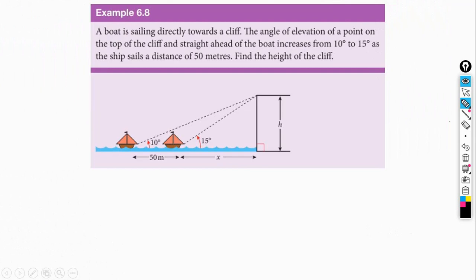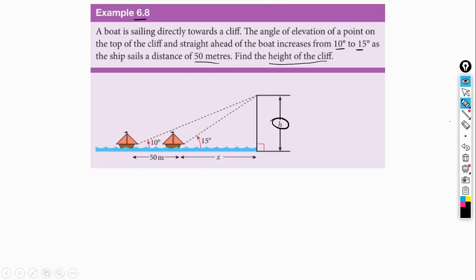We continue with example 6.8, and it says, a boat is sailing directly towards a cliff. The angle of elevation of a point on the top of the cliff and straight ahead of the boat increases from 10 degrees to 15 degrees as the ship sails a distance of 50 meters. Find the height of the cliff. So they want us to solve for h.